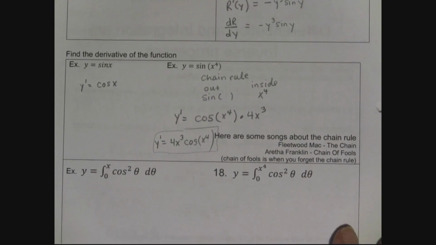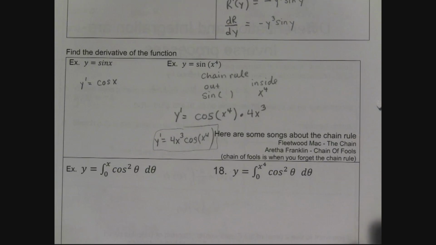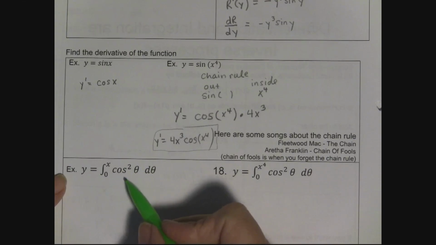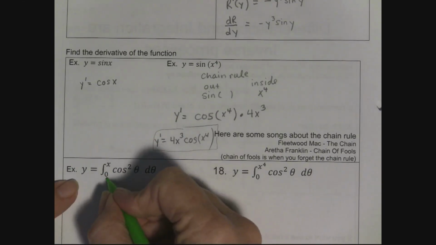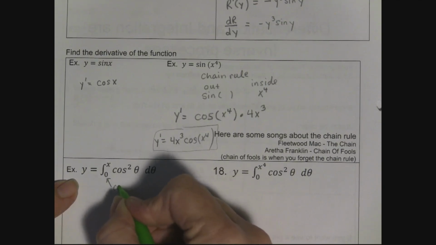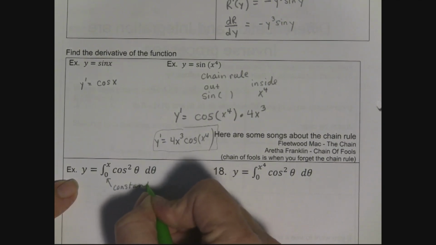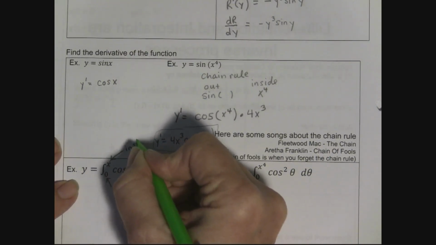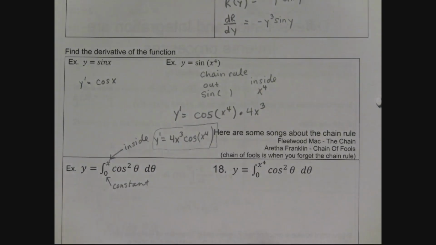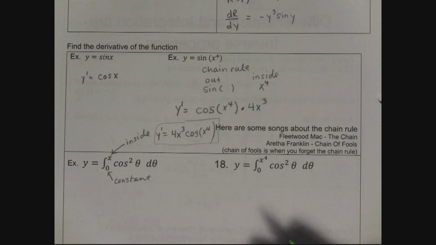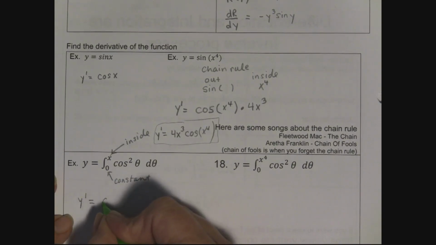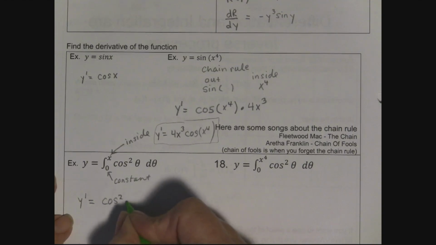Okay, so here they're asking us to find the derivative of the function, and this one is perfectly the fundamental theorem of calculus. I have a constant down here, and then I have what I'm going to plug into my inside function, which is just x. And since it's just x, I don't have to use the chain rule. So the derivative is y prime equals cosine squared of x.